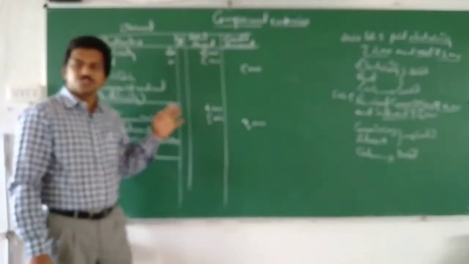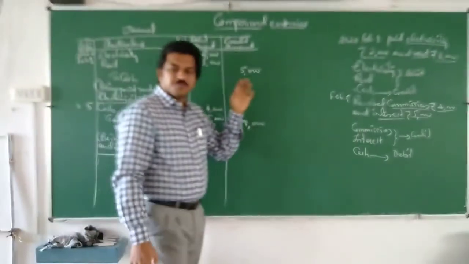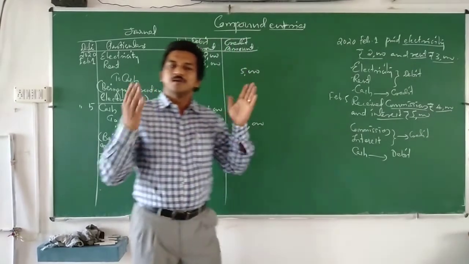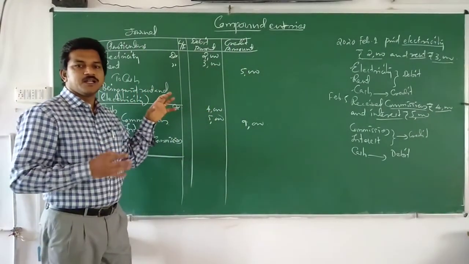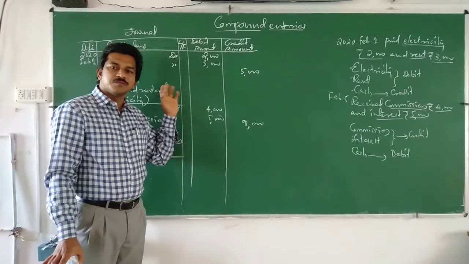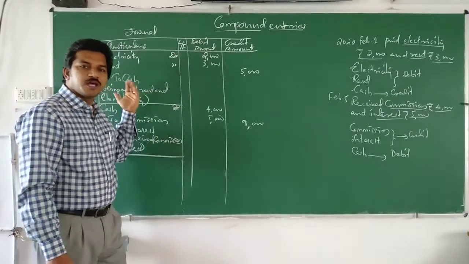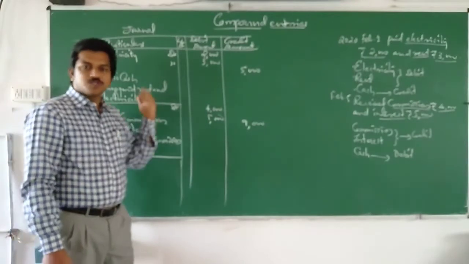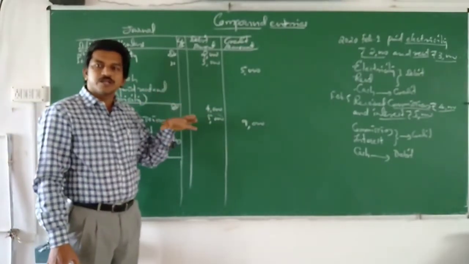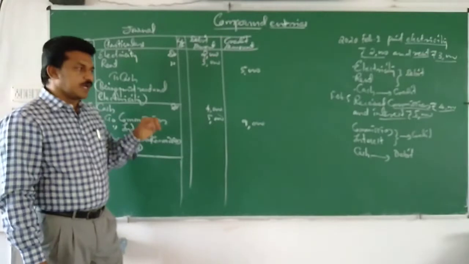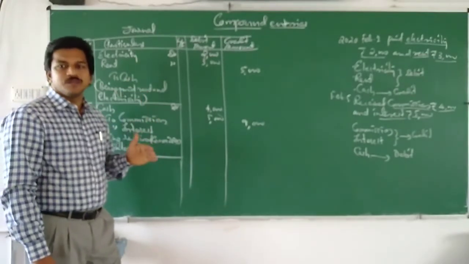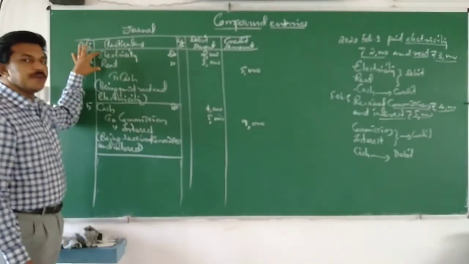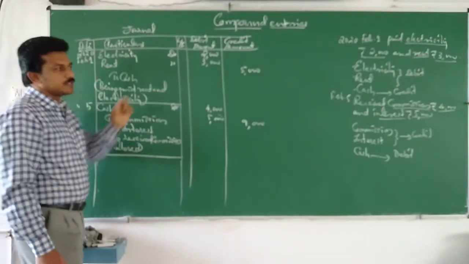Okay, is it clear? So this is the case of compound journal entries, the entries where both debit aspects will be there, and sometimes there will be more than one credit aspect. Sometimes more than one debit aspect or more than one credit aspect, and sometimes both will be there. Both in the sense there will be more than one debit and more than one credit also.